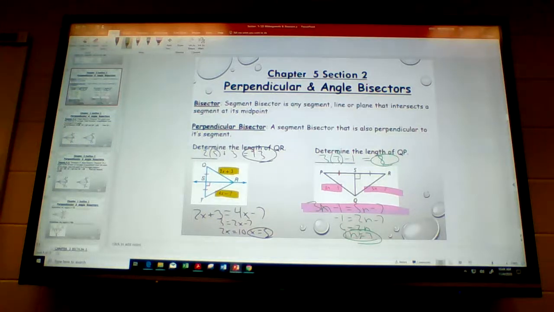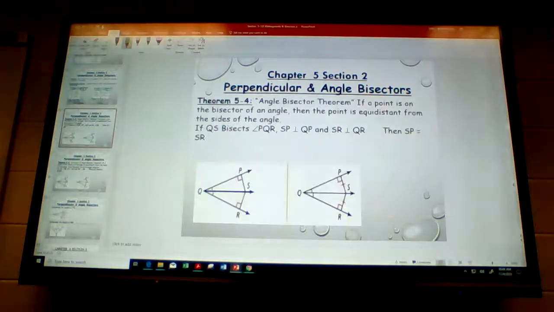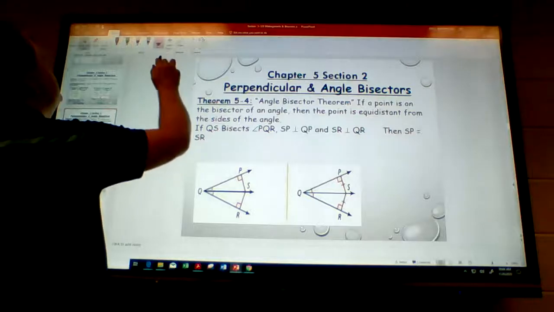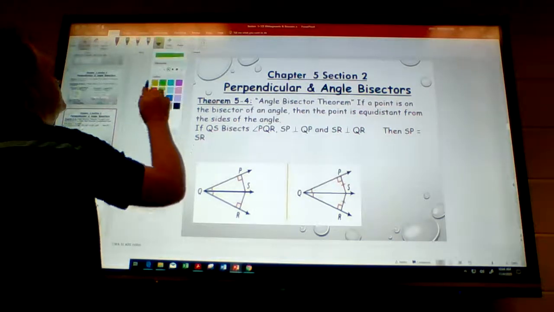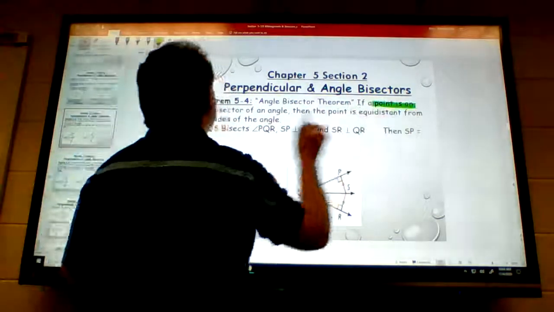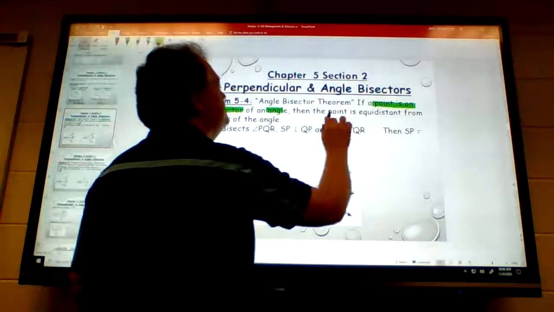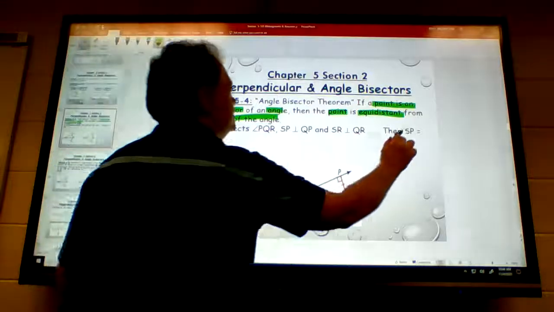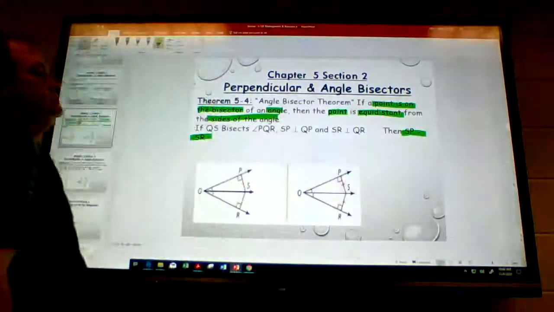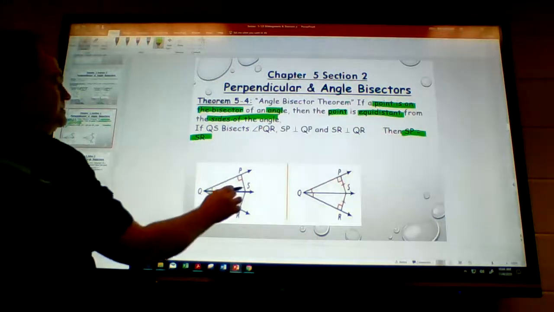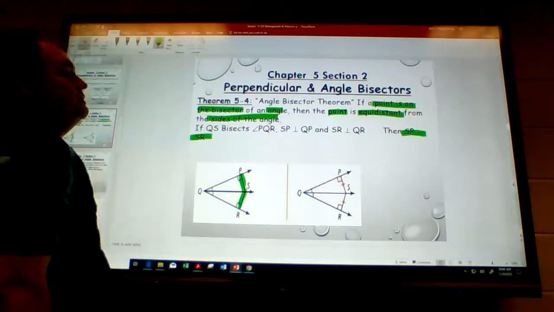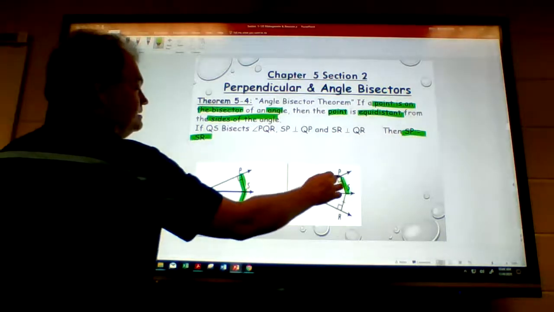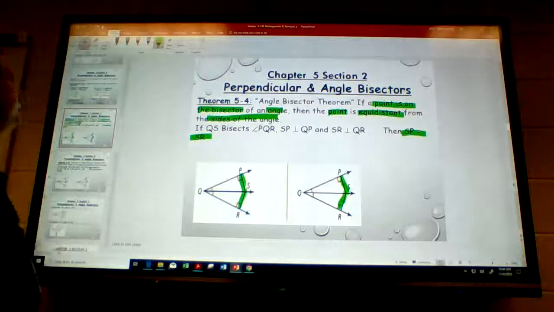All right. Now, those are perpendicular bisectors. That's what you need to know. Angle bisector works in a very similar fashion. A point on the bisector of an angle, then the point is equidistant from the sides of the angle. So in other words, SP is congruent to SR. So you see that right there? Those two are equal. Same thing right there. That's just another drawing of that.